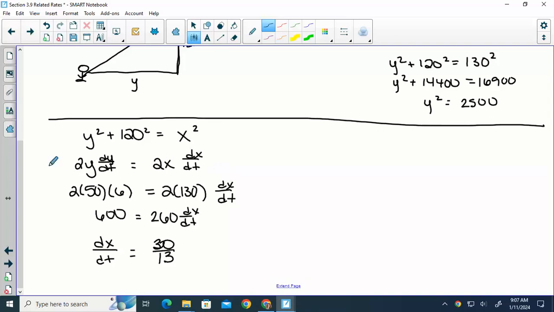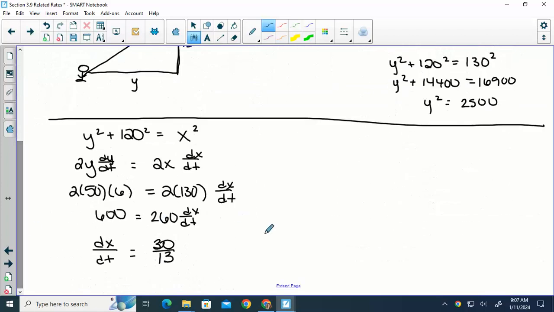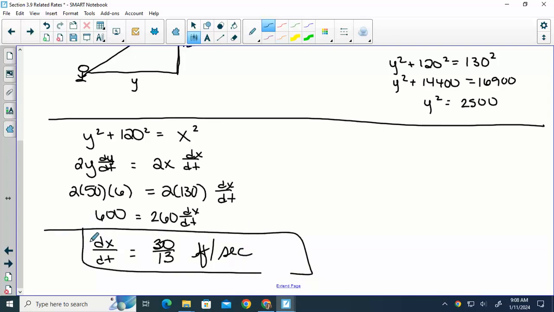Units be? X was a distance, so that would be in feet. In this problem, time was measured in seconds. So 30 over 39 feet per second. Sorry, 30 over 13 feet per second.